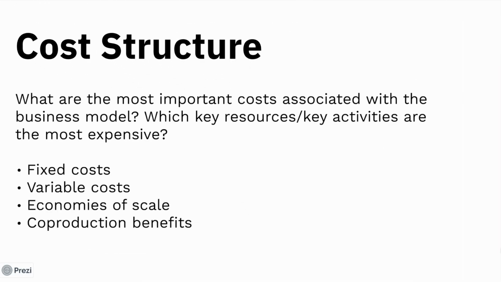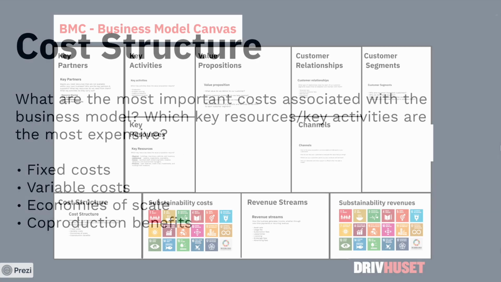Moving on to cost structure. What costs exist in the business? What are the most important costs associated with a business model? Which key resources or key activities are the most expensive? Are there any fixed costs, maybe variable costs, economies of scale, or co-production benefits?